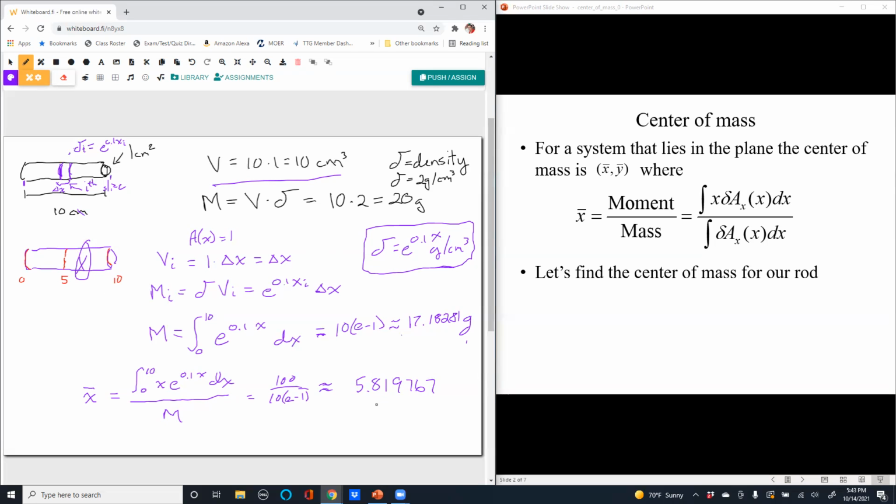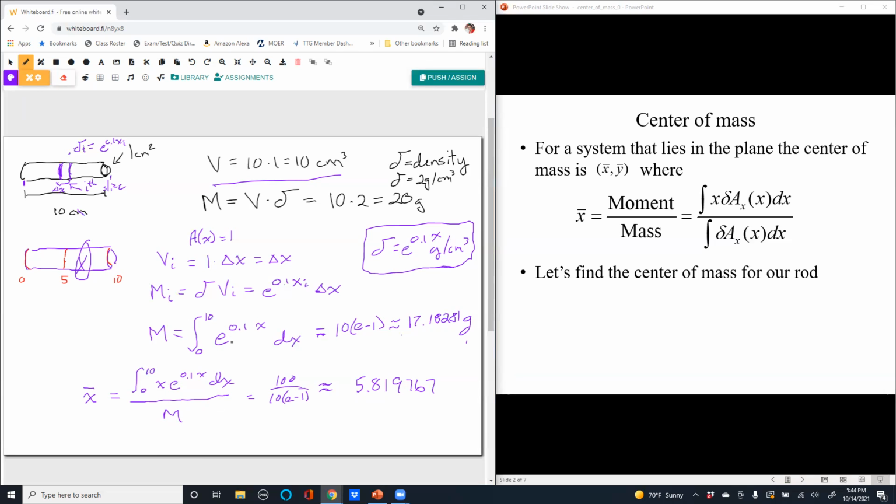Now, here's a question for you guys. This 5.819767, what are the units on this number? Think about what it is. It's not a mass. It's a location. And also think about what we did.